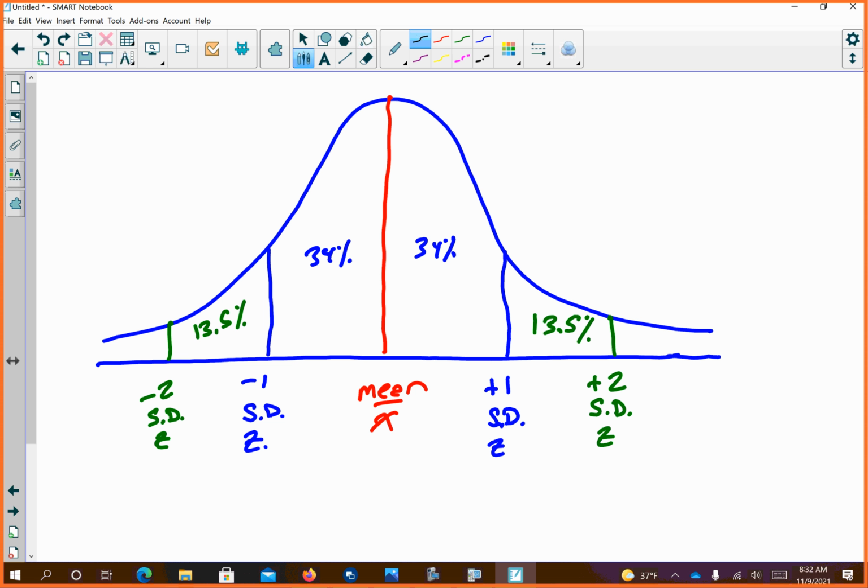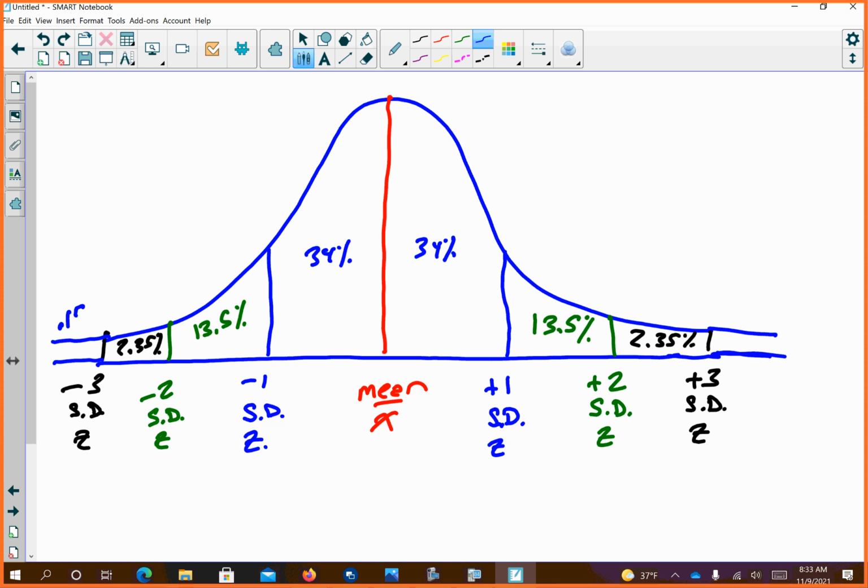Going out one more. Standard deviation can also be called a z-score of 3, 2.35. Go this way, -3. Standard deviation can also be called a z-score, 2.35. And then if our graph keeps going, our graph will never cross or touch the x-axis. For your algebra 1, it might be called an asymptote.